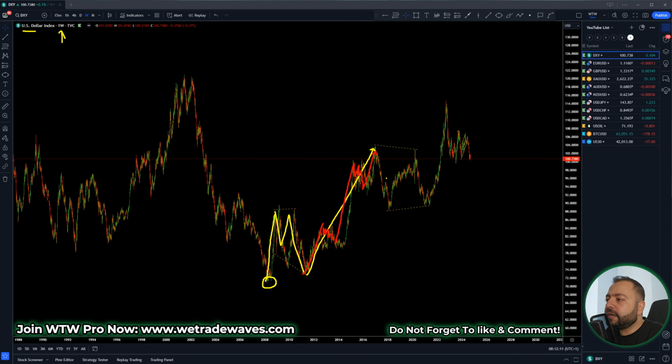Now, after that, what the market gave us is a drop, a corrective structure, and then a drop. This is called a contracting flat.